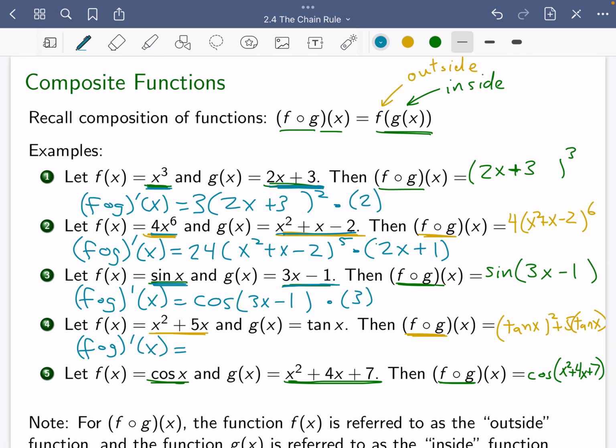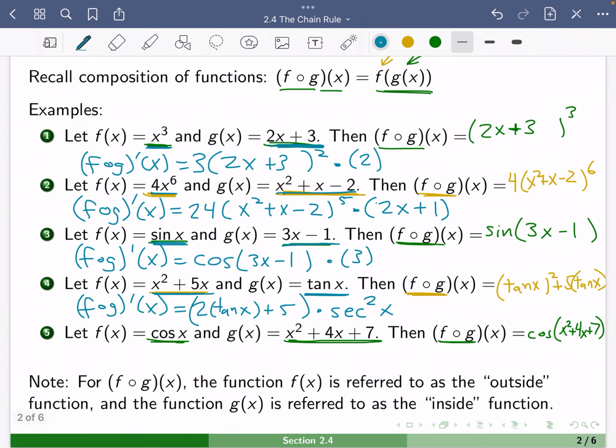If we take the derivative of this composite function, where x squared plus 5 is our outside function, and tangent of x is the inside, the derivative of the outside is going to be 2x plus 5. But the inside function stays the same, so the inside function is tangent x. And then we need to multiply that by the derivative of the inside. The derivative of tangent x is secant squared x.